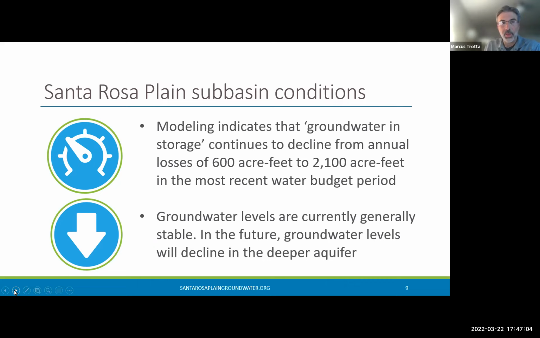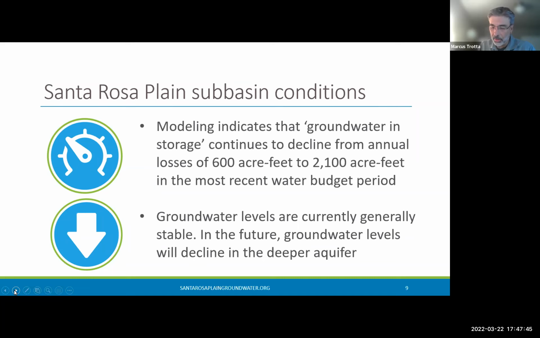The plan is also required to look out 50 years into the future and estimate and simulate the effects of climate change and future growth on groundwater levels and other sustainability indicators. And so when we do that, the computer model predicted that the deeper aquifer system in the basin is likely to decline in storage and groundwater levels. And without projects to replenish groundwater or actions to reduce pumping, deeper wells could potentially be impacted by these declines.